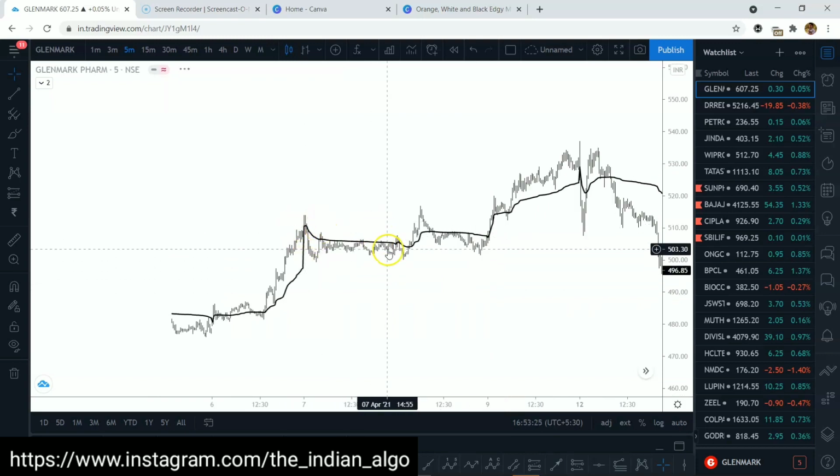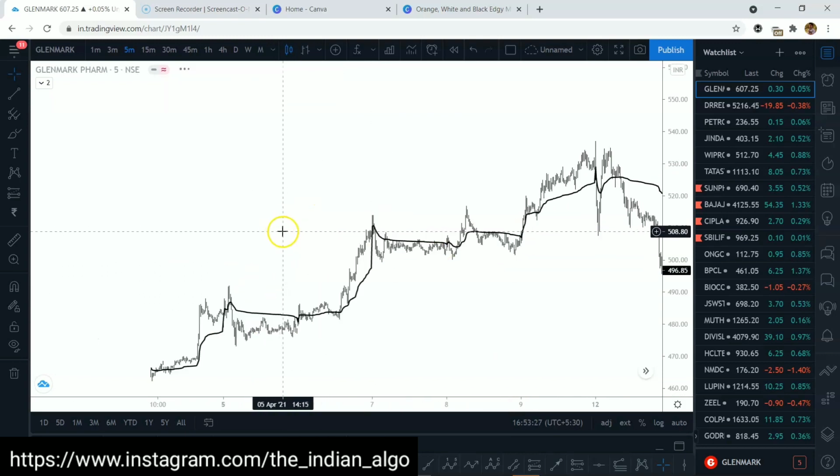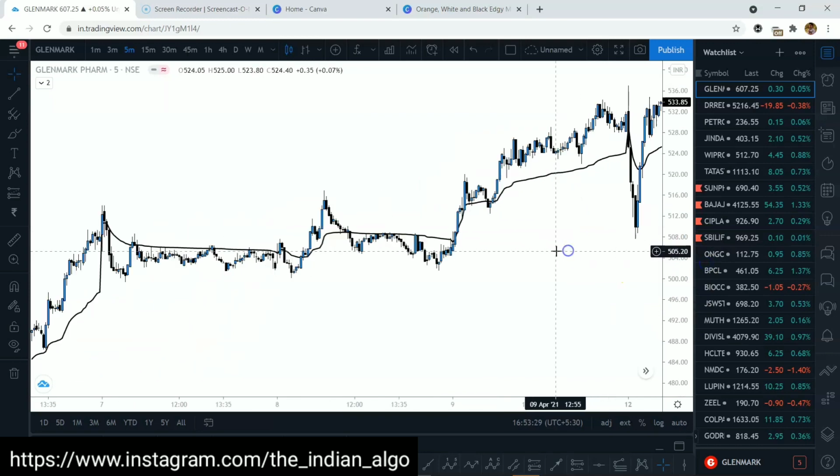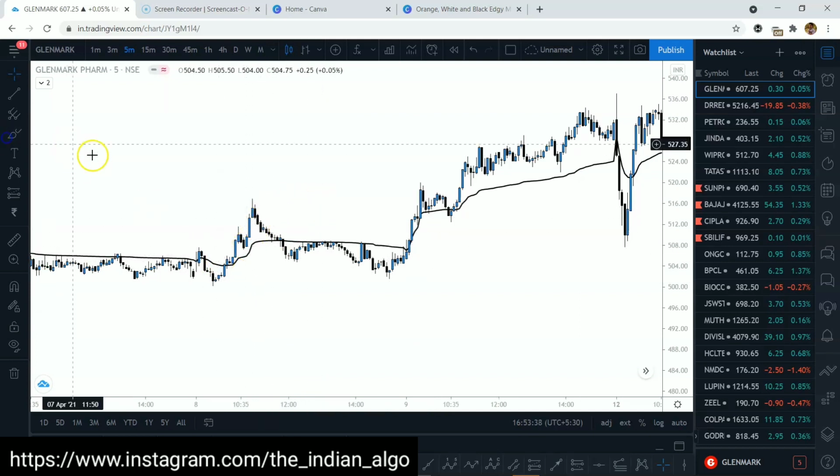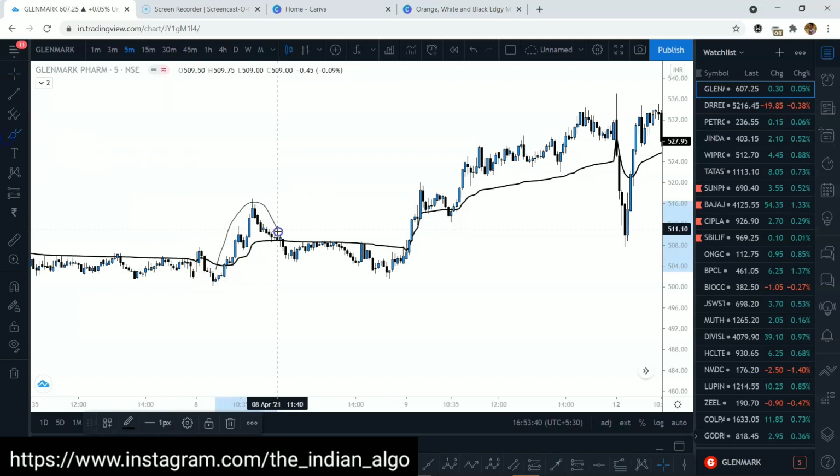Let's see if there's some sort of contraction, but do I have any volatile moves just before that? All right, so I can see a volatile move right here. Let's see what we can do. We have this volatile move here. We get a contraction of this on the same day.